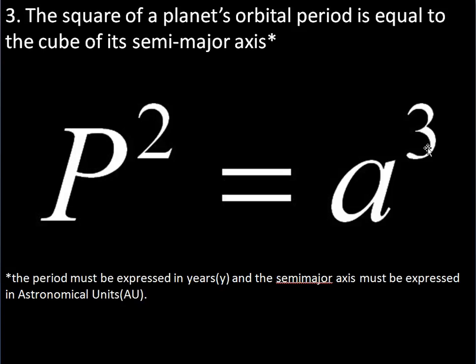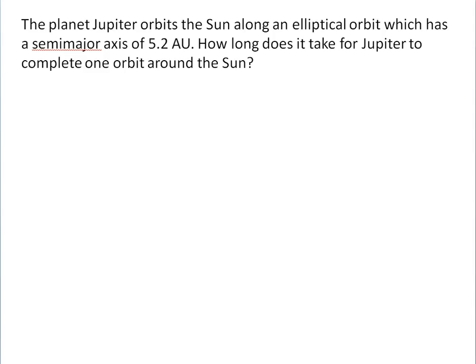So that's the very trivial example of using Kepler's third law. Now we'll do a more interesting problem. And this is the type of problem that you'll see on your homework and you can expect to see on a test. The planet Jupiter orbits the Sun along an elliptical orbit which has a semi-major axis of 5.2 AU. How long does it take for Jupiter to complete one orbit around the Sun?